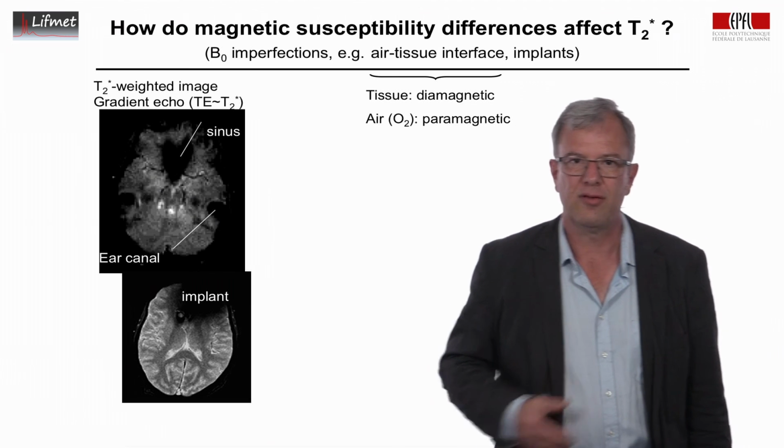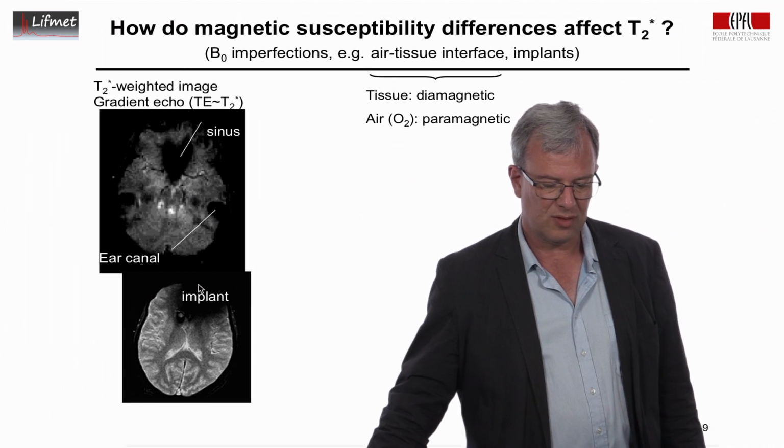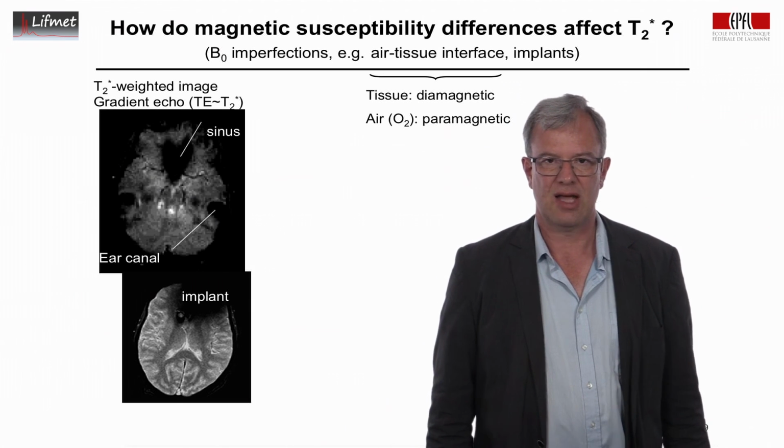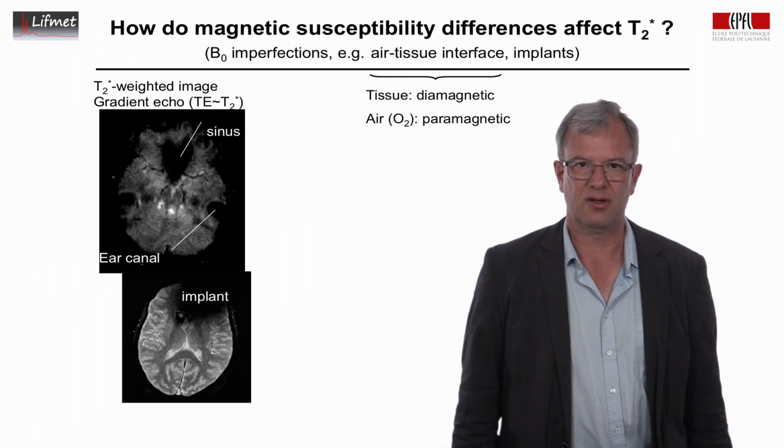Here's another example of an implant. Implants, if their susceptibility doesn't match that of the tissue, can produce the same effect. One example is, for example, tattoos.